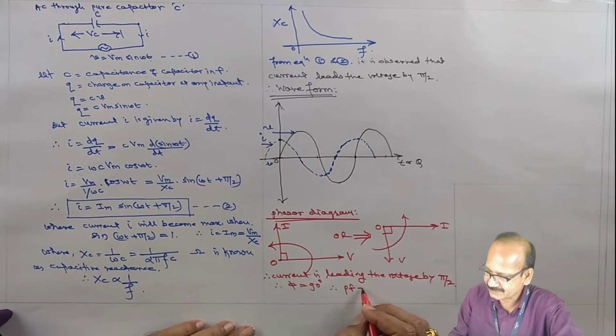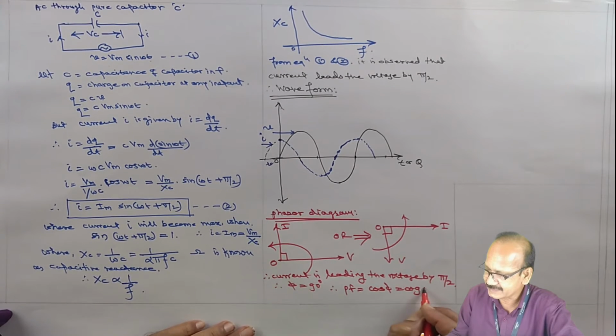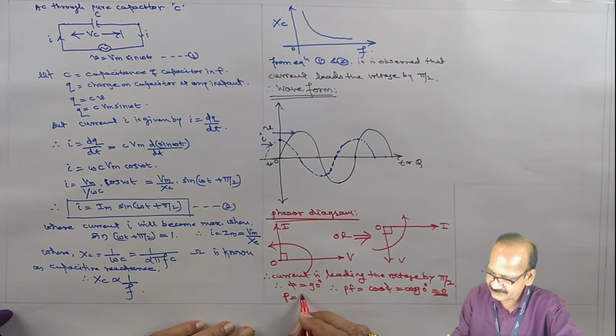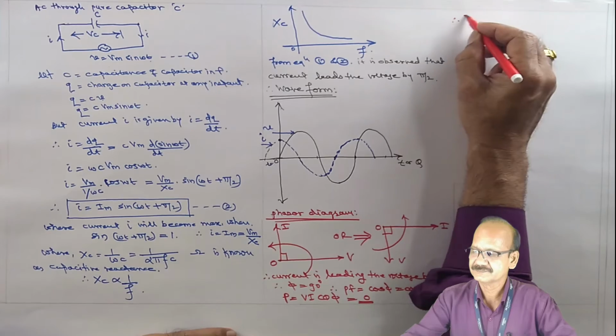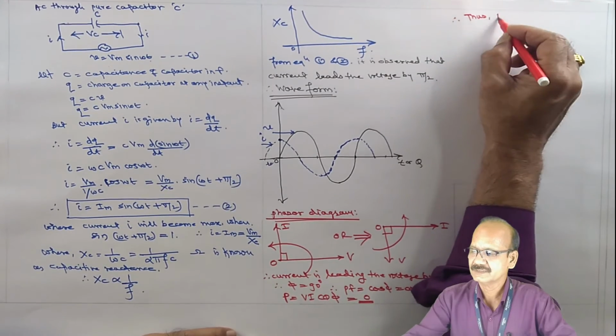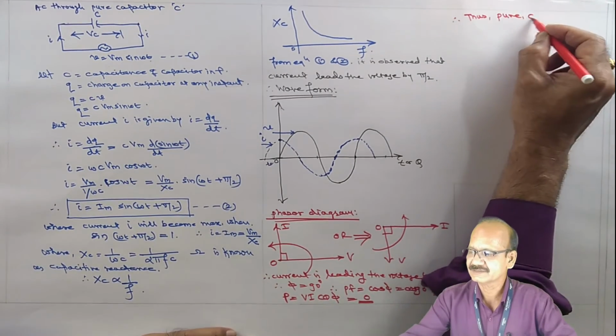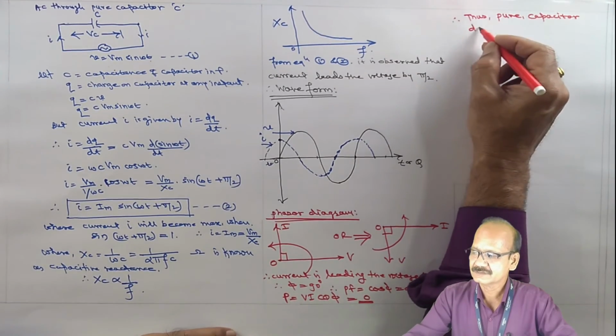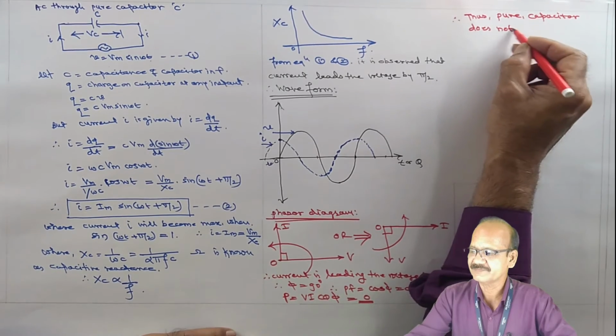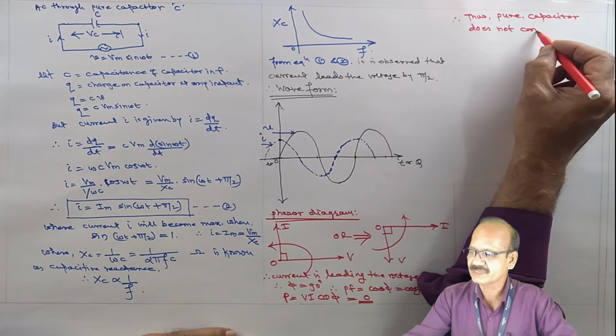So the angle phi equal to 90 degrees. Therefore, power factor equal to cos phi equal to cos 90 degrees equal to 0. Therefore, P equal to VI cos phi equal to 0. Thus your capacitor does not consume any power.